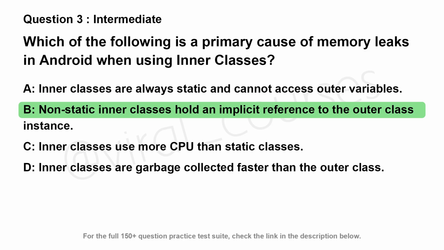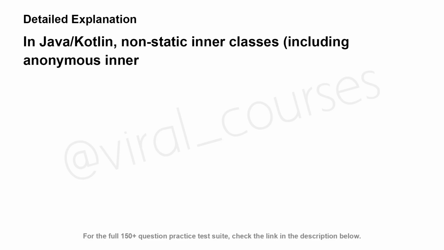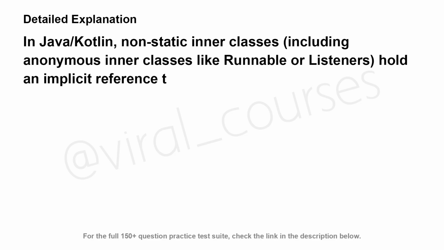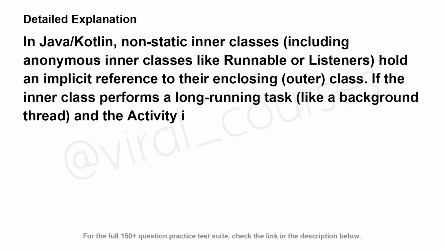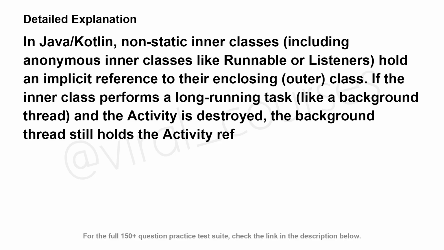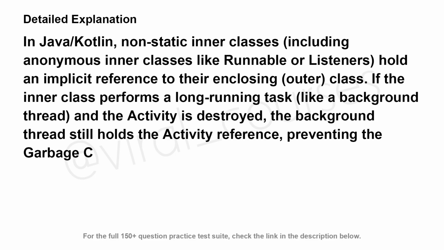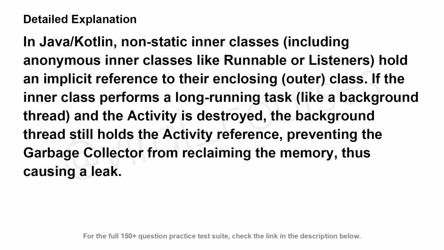The correct answer is B. In Java and Kotlin, non-static inner classes, including anonymous inner classes like Runnable or listeners, hold an implicit reference to their enclosing outer class. If the inner class performs a long-running task, like a background thread, and the activity is destroyed, the background thread still holds the activity reference, preventing the garbage collector from reclaiming the memory, thus causing a leak.